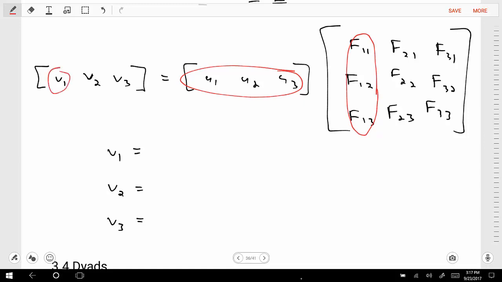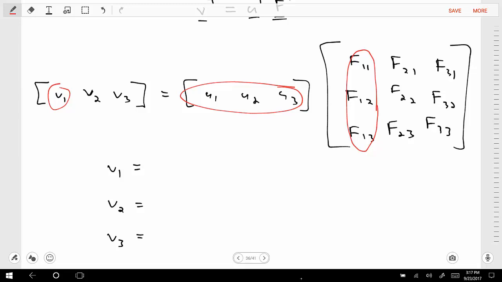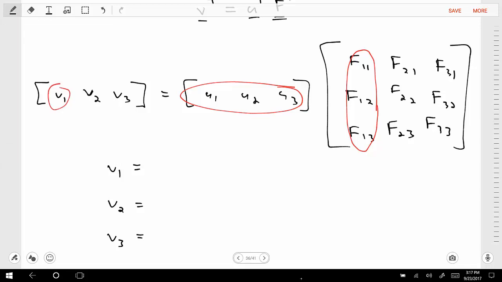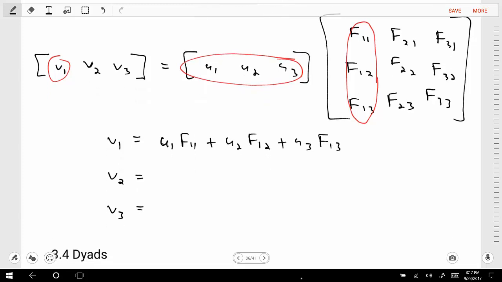So V1 is this times that. We're doing the summation of these terms, and then we would repeat that for V2 with the second column of the tensor F, and then the third column for V3. So let's do that. U1 F11 plus U2 F12 plus U3 F13.